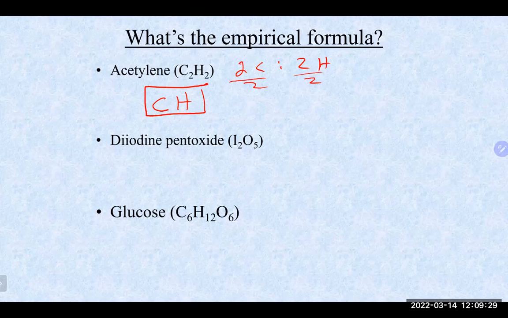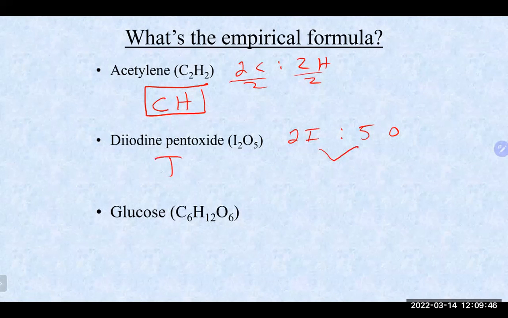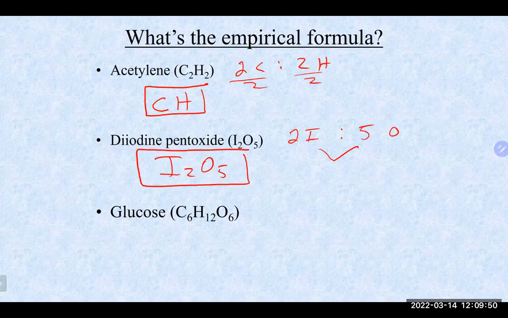Here we have I2O5. That is basically 2 iodines for every 5 oxygens that are present. In this particular case, that's pretty much as far down as you can go. You cannot reduce it down any way to still get whole numbers. So actually the molecular formula here and the empirical formula would be the same in this particular case.